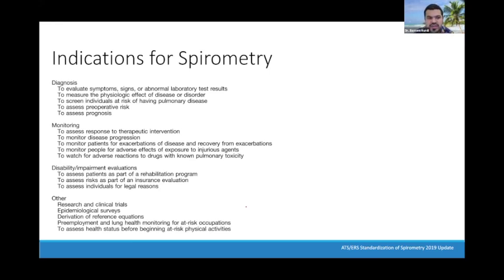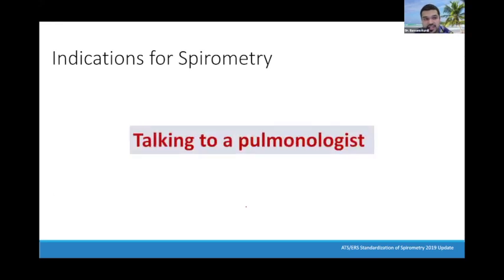As a side effect of any other interventions, you need to monitor for any complication that may appear. And there are also a lot of medical, legal, insurance, and services related indications. So essentially anything, as I said, could be an indication for spirometry. Ideally, it should be easy enough to do when you go to your pulmonologist to be set up.